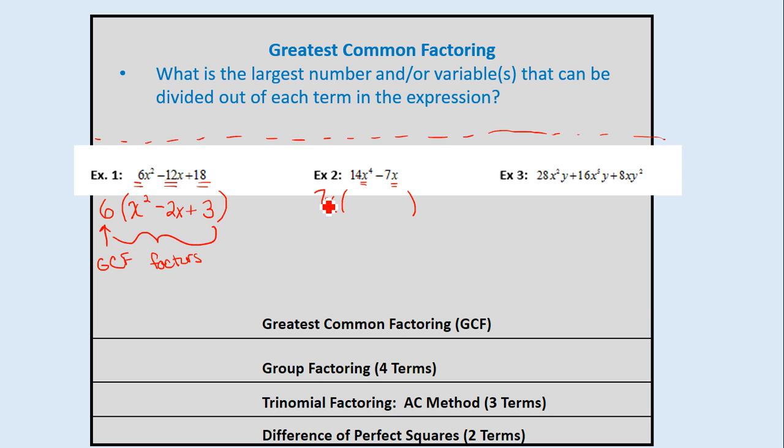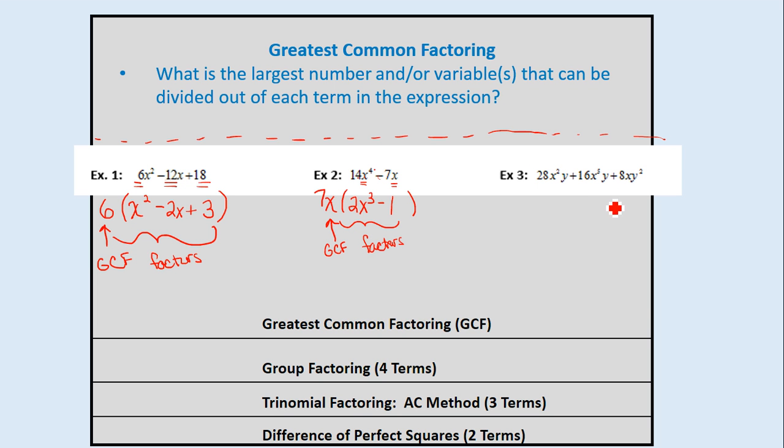So 14 divided by 7 would make 2. X to the fourth, but if I divide one x out, it now becomes x to the third. Now let's do negative 7 divided by the 7 is negative 1. The x was here, but now I divided that x out, so now it's no longer a part of that internal expression here. So again, the 7x represents the greatest common factor, but the two parts, the 7x and the 2x to the third minus 1, are really what make up the factors of that expression.